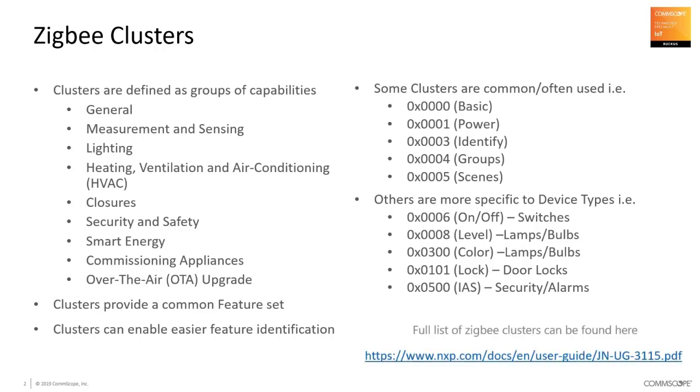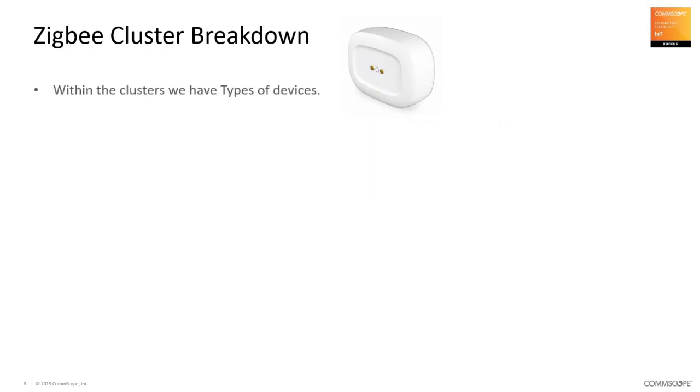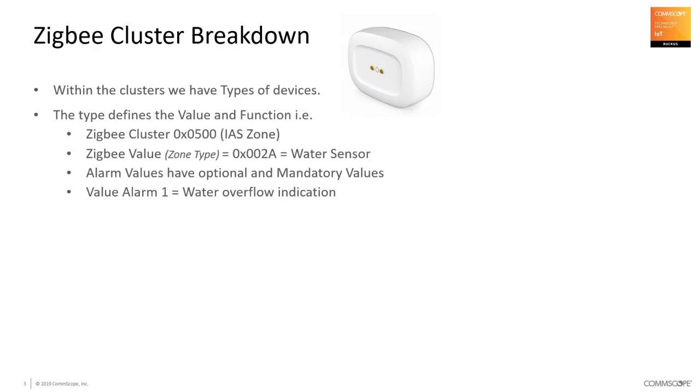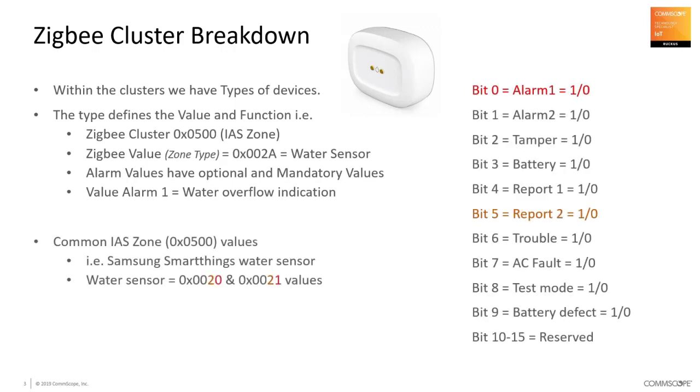One of the key things here, though, is we're not going to go into huge depth about clusters. We're going to pick one or two to focus on, but you can actually go to the NXP website and get a full list of all the Zigbee clusters and their capabilities from the link below. So if we take a device as an example and break down its capability, if we take a water sensor, it will have its basic clusters. So it will be reporting its basic capabilities, its power capabilities, and its identification.